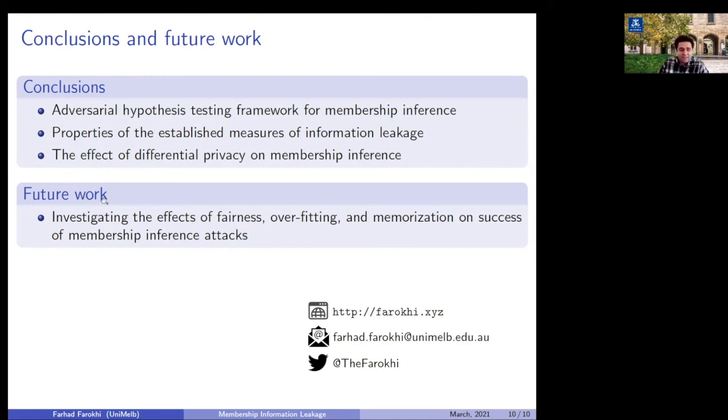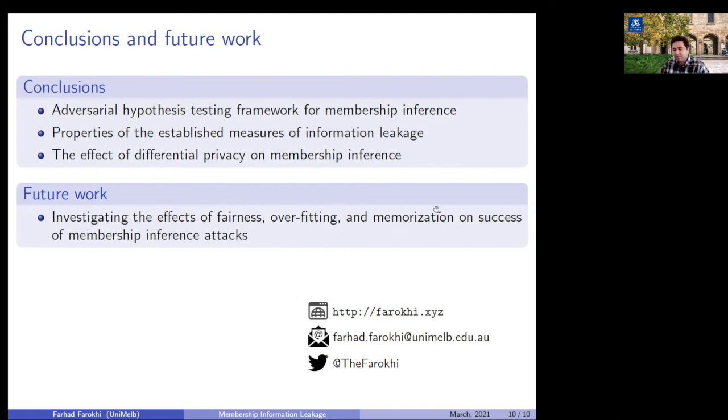Now, a very interesting avenue for future work is to understand the effect of issues like fairness, overfitting, and memorization on membership inference attacks. Why do these matter? Because a lot of experimental papers in computer science have looked into what happens if we have overfitting, and showed that overfitting is very bad in membership inference. Why is that? Because the output of the machine learning model is often much more confident on the data in the training data set than on the data in the test data sets. So you can use this confidence to see whether the data was part of the training data set or not.